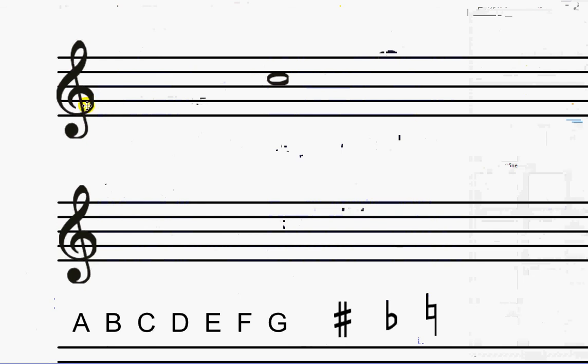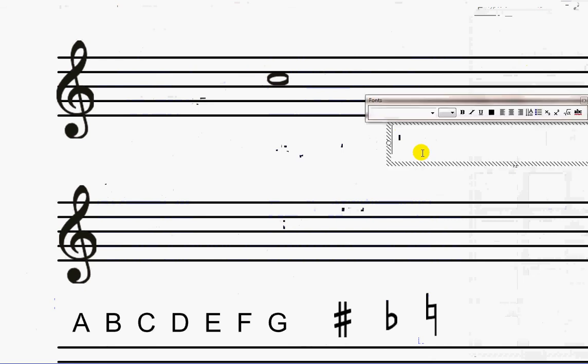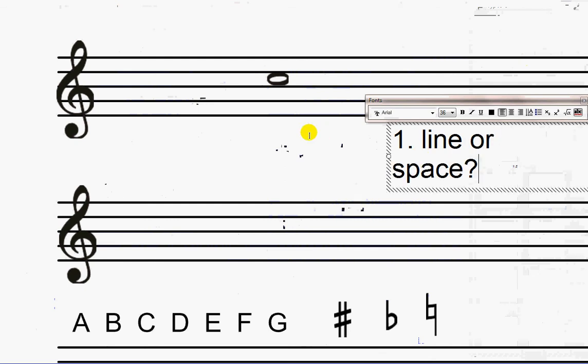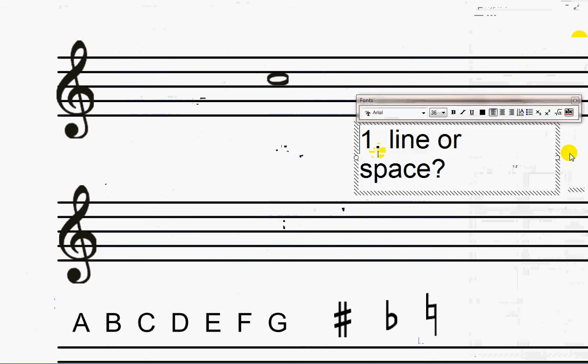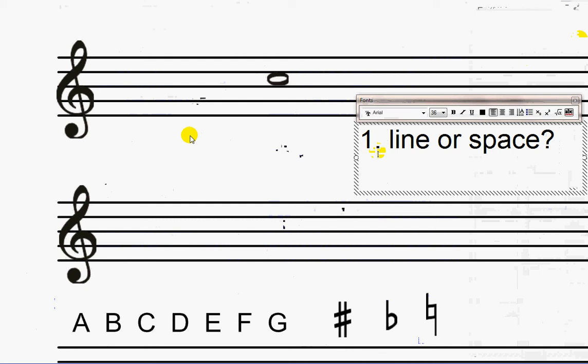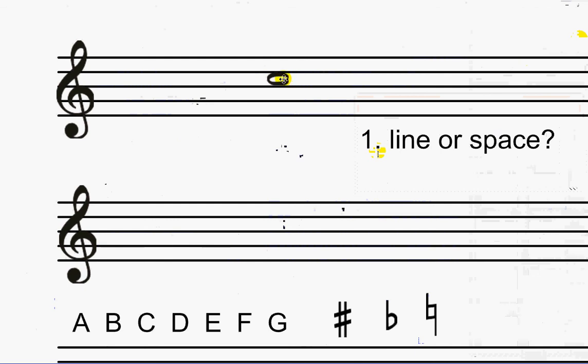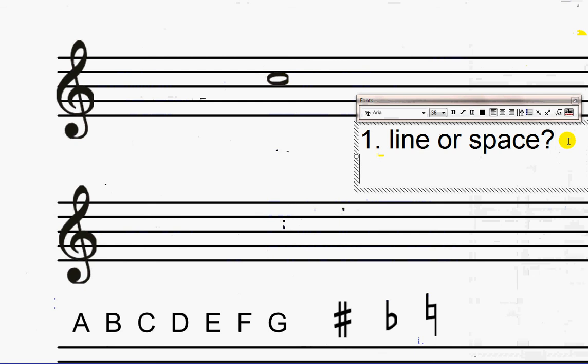All right, so the system we just learned is, number 1, let's put the steps up here. Number 1, line or space, question mark. And I could probably slide that over and make that in one line, I hope. Yep, there we go. 1, line or space. Now the answer to that one on this one is it's a space. So you remember number 2. Number 2 for that would be, since it's a space, we use FACE.